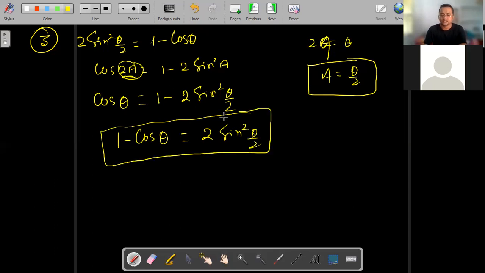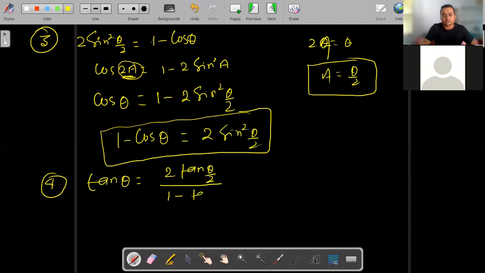Is this clear? Yes, sir. Okay, fine. Now, number 4. Tan theta is equal to 2 tan theta by 2 divided by 1 minus tan squared theta by 2. All of you just listen to me. That is the formula of half angle, okay? And we will see how it has come.